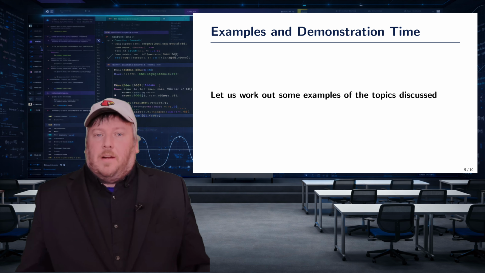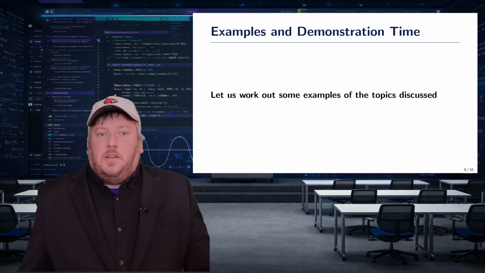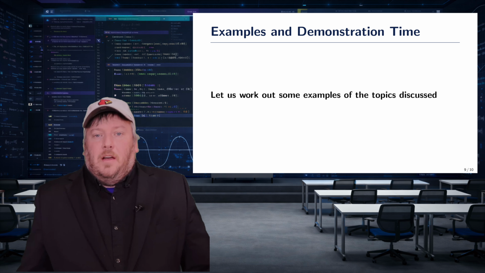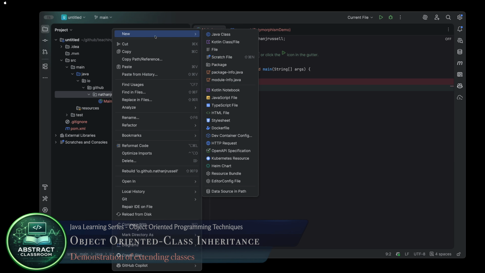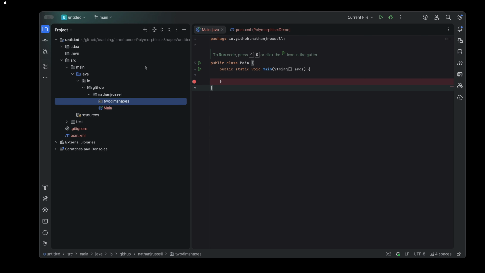At this point, I would like to go to my computer and walk through several examples that demonstrate class extension, constructor chaining, and method overriding. These examples will help solidify how inheritance works in real Java programs. So I'm going to start by creating a new package, just so we can keep everything together. Let's create a package called 2dimshapes.